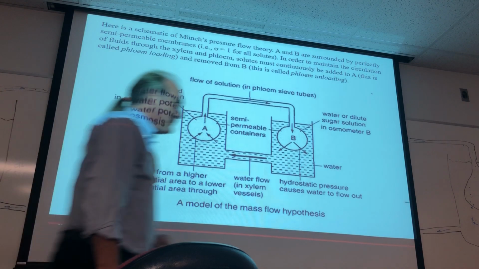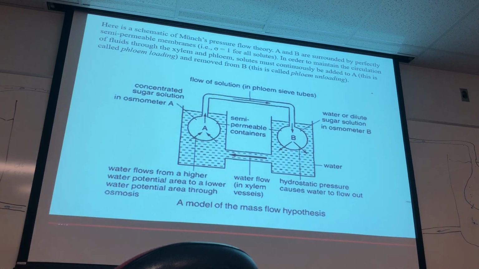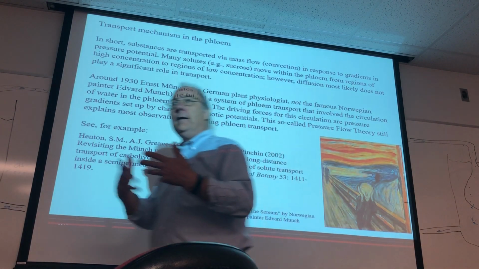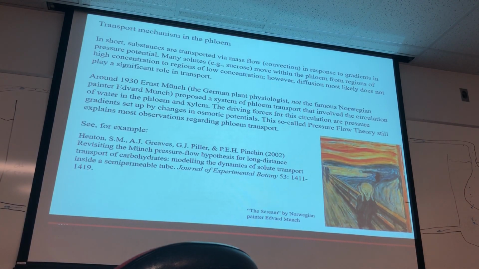Okay. Well, this is Münch's pressure flow theory, right? It explains most of the experimental evidence that exists regarding transport in the phloem, and I'll talk about some of that in a minute. It doesn't explain everything, so there are observations that are in conflict with this theory, and I'll point those out.